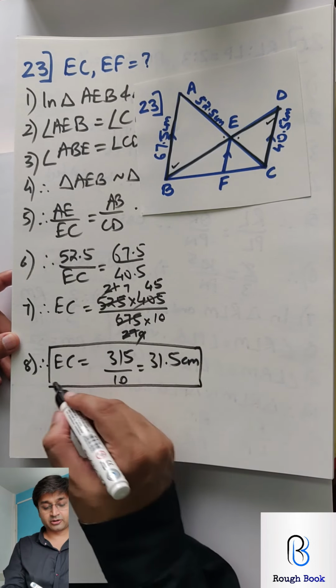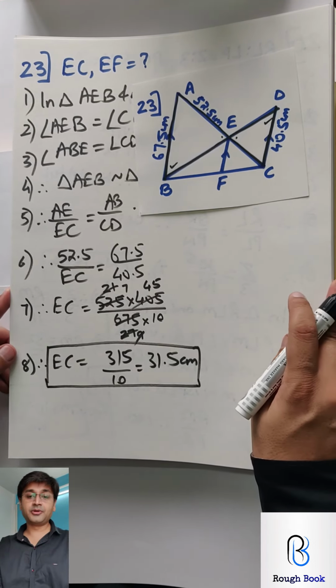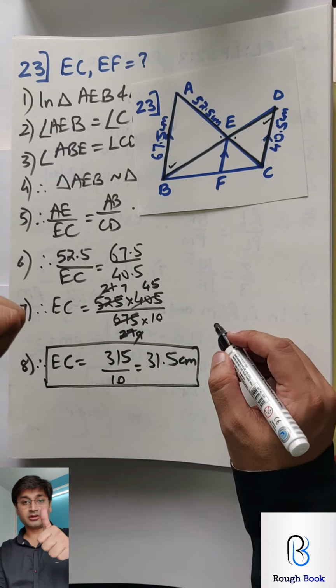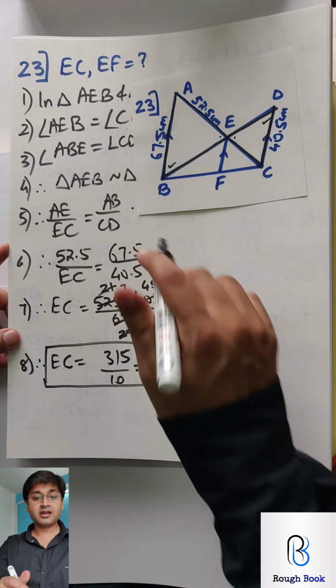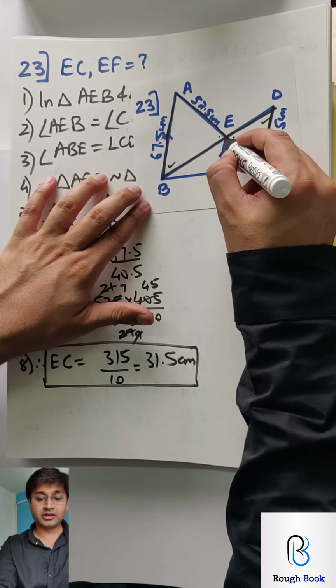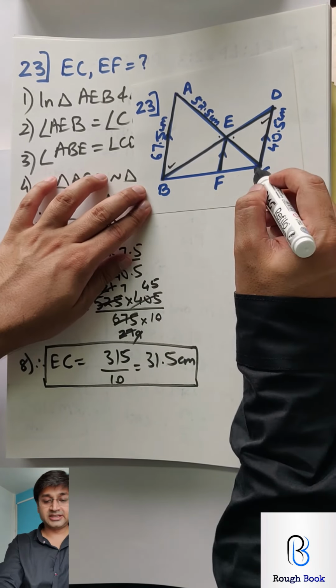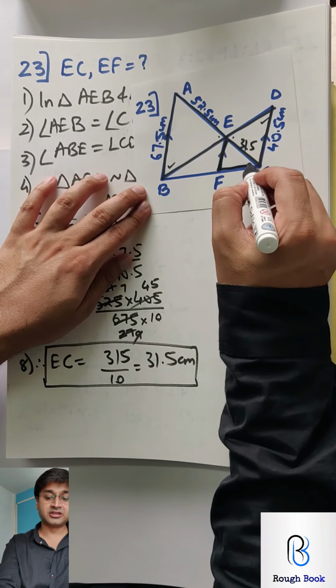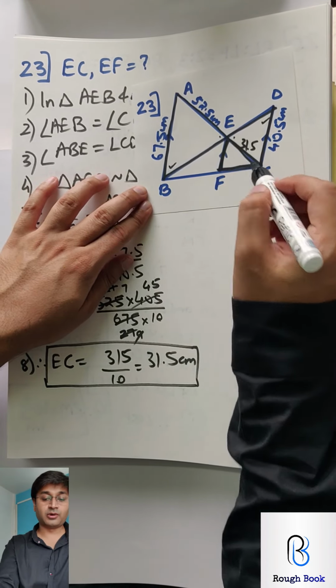And we successfully found the value of EC. How many of you have tackled this? Did you get the same answer on your own? Great job. That means you're on the right track. Come on, get me EF as well. Now EF is here. You found EC as 31.5. So for EF, which triangle? Obviously this one, because now at least I know one side.